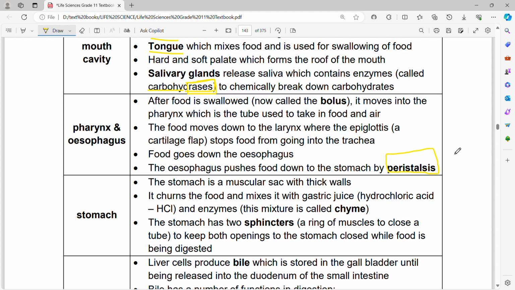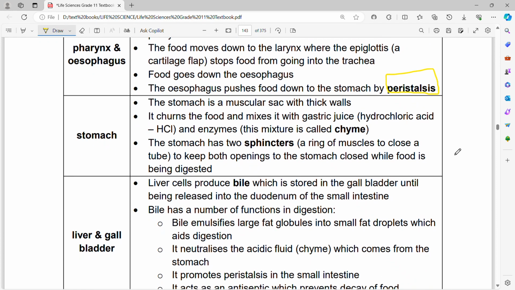The food moves down past the larynx, where the epiglottis, a cartilage flap, stops food from going into the trachea. It mustn't go into the lungs. It must go into the stomach. So it mustn't go down the pipe of the trachea into the lungs, but it must go into the pharynx, the pipe which is used to take in food and air, and from the pharynx to the esophagus and to the stomach. Now we have moved with peristalsis into the stomach.